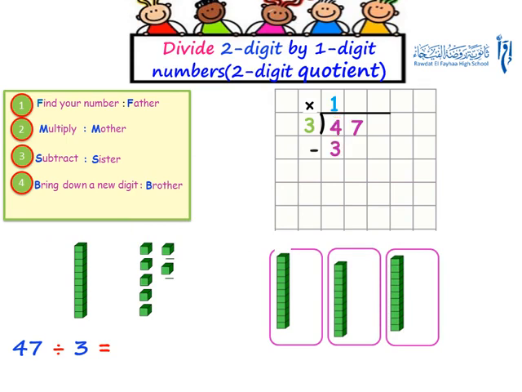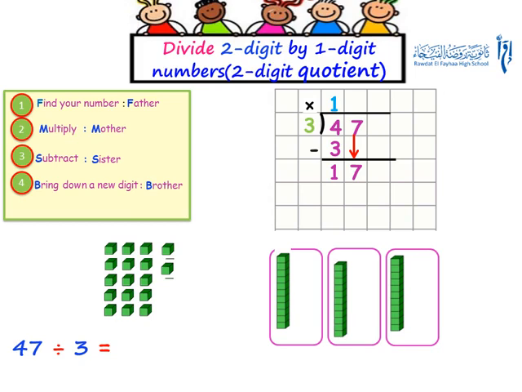1 times 3 is 3, which means that we took 3 blocks out of the 4, so 1 remains. So when we subtract, we will get 1, which is the third step. So 4 minus 3 is 1. Now this 1 tens block, we will regroup into ones blocks, and we will join it to the 7. So now we have 17 ones blocks instead of 7: 10 and 7.